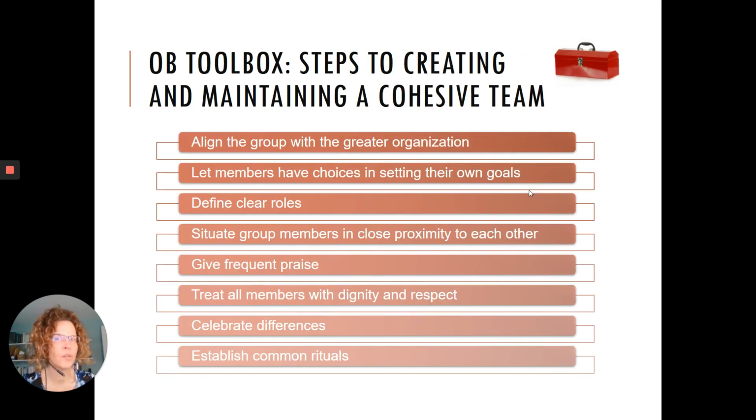So what do we need to do if you want to create and maintain a cohesive team, a group that sticks together? Again, imagine your favorite athletic team. Imagine your favorite project team. Well, one of the things we want to do is align the group with the greater organization. Get their goals to align with the goals of the greater organization. Let the members of the group have some choices in terms of setting their goals. Define really clear roles for people.